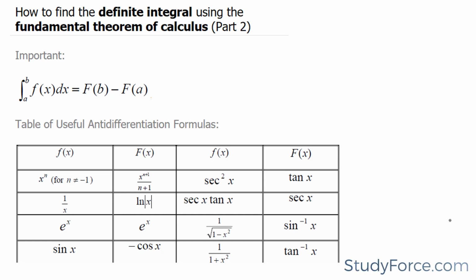In this demonstration, I'll show you how to find the definite integral using the fundamental theorem of calculus. This is part 2 of the series. As discussed in part 1, to find the definite integral, you need to find the antiderivative of the function that's provided, which is denoted as this big F, and then evaluate the big F at your lower and your upper limit, a and b. Let's get started with question number 1.